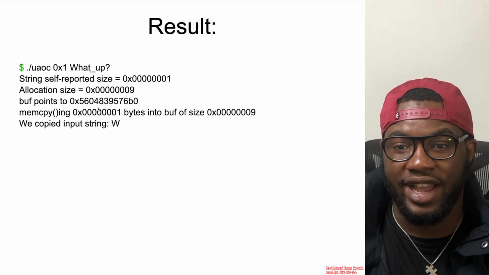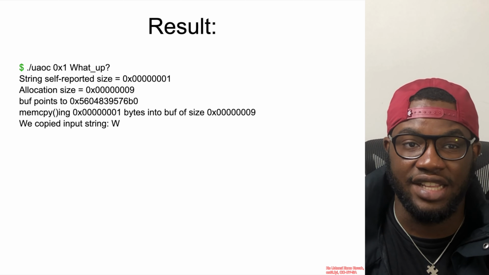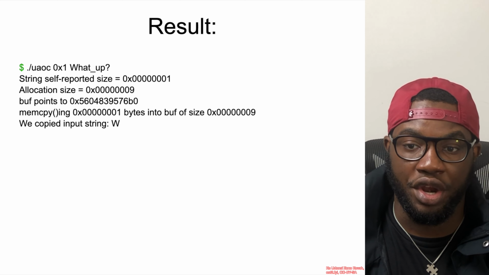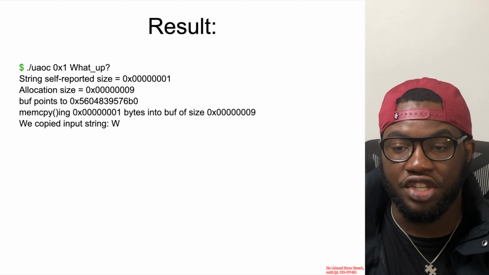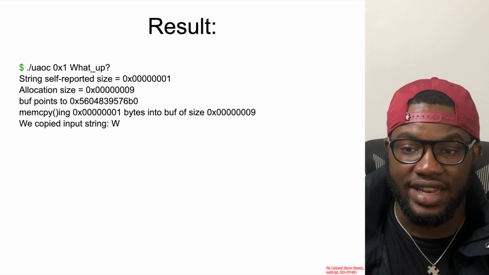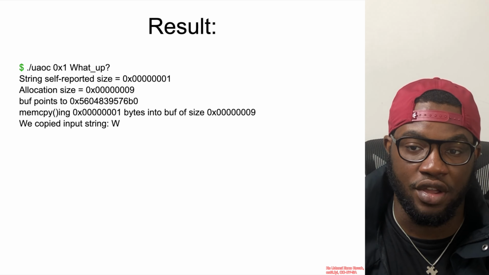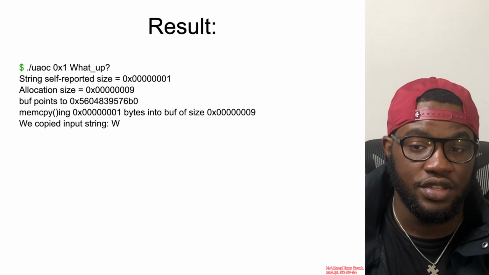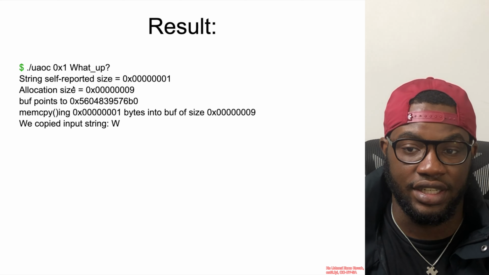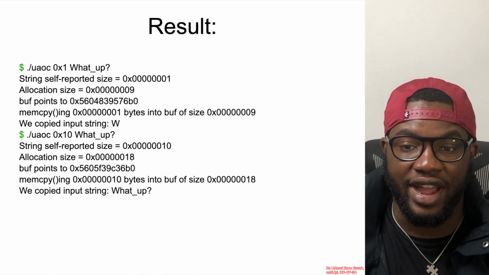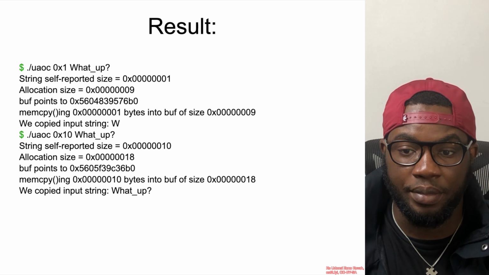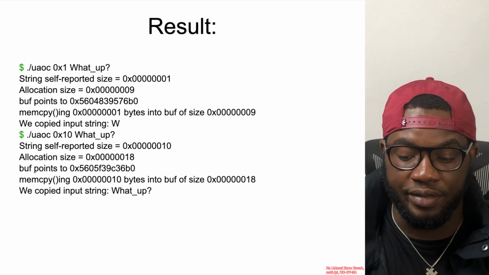Assuming that we specify the self-reported size of 1 and the string "what up", the allocation size value would be hex 9 because the size of the header would be 8 plus 1, that gives us 9, but then the only data being copied is of size 1 byte, so that would just be for the character W. Subsequently, if we provide hex 10 as the size and the string "what up", then the allocation size would be hex 18 and the entire string will be copied into the buffer.